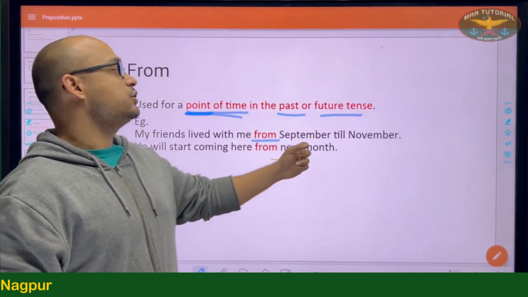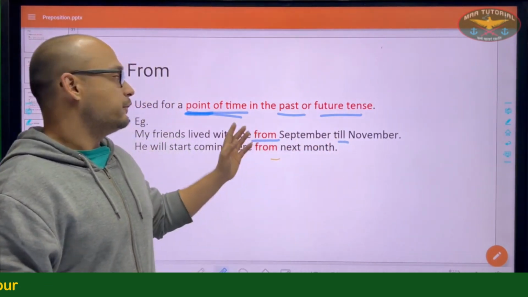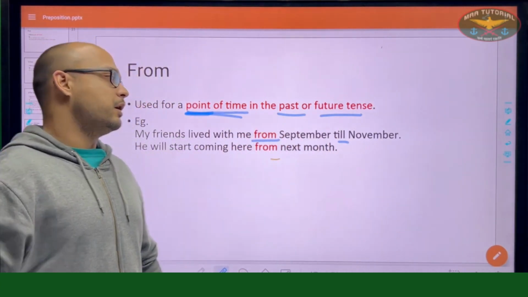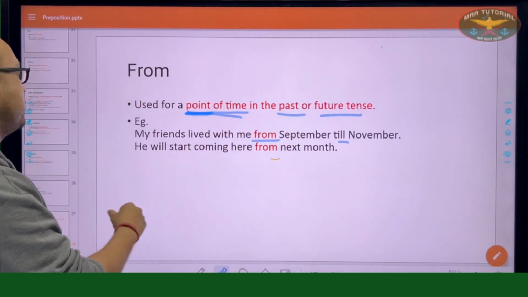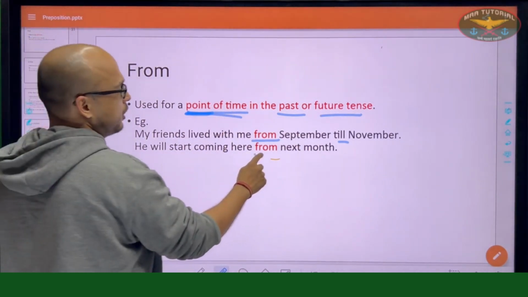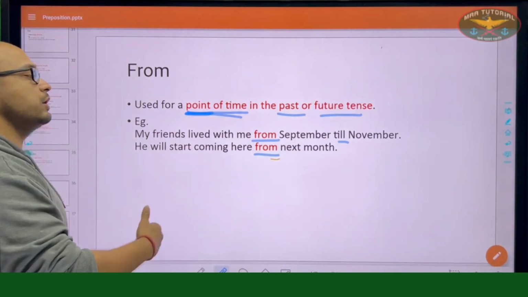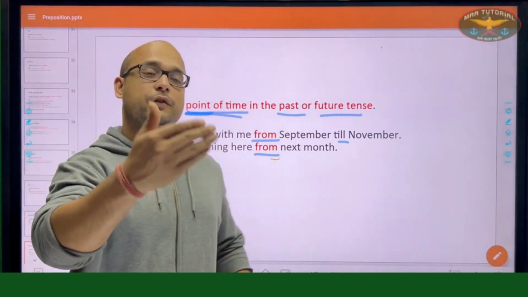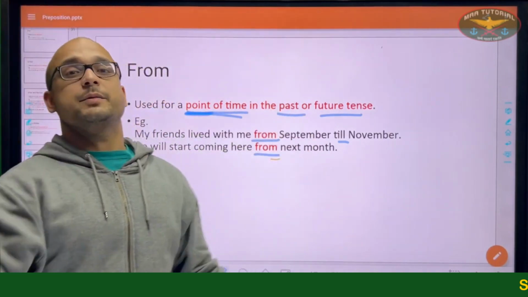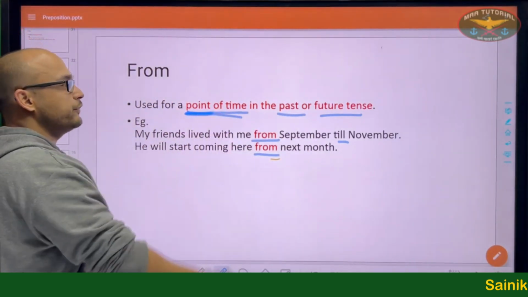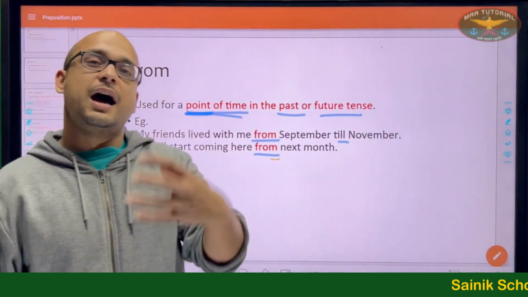So you will see it is used with another preposition, till: from September till November. It started at September, from September. He will start coming here from next month. So this is about the future now. From next month, at the starting of the next month, he will start coming. That is when it will start. So it is used for a point of time in the past or future to tell the start of an event.